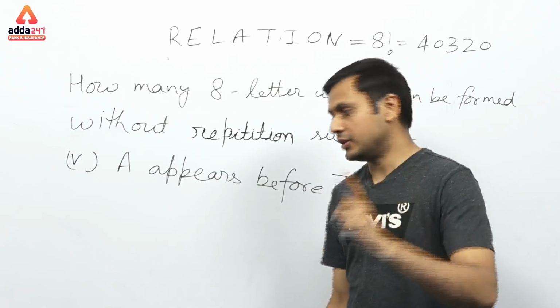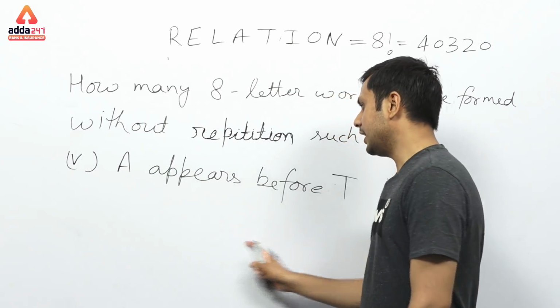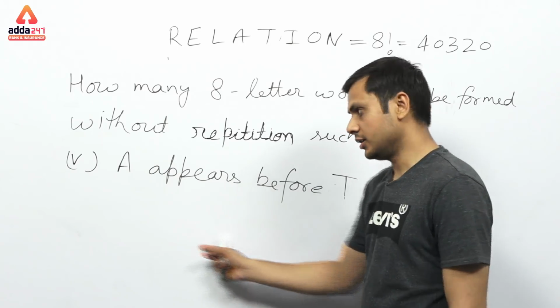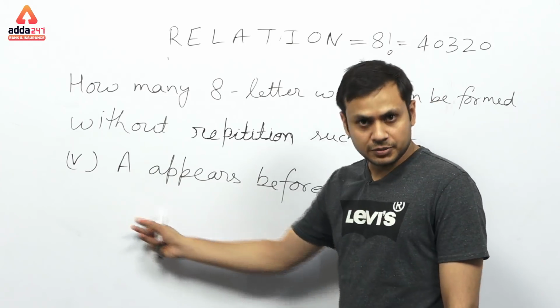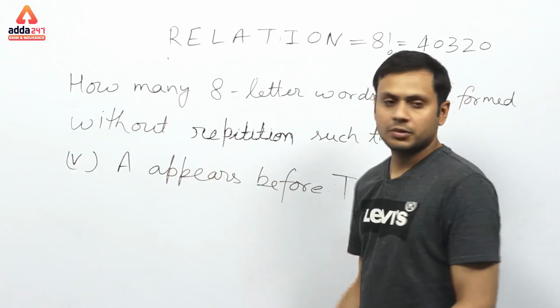That is, first one, when A and T are together. Second one, when there is exactly one letter between A and T. Third, when there are 2 letters between A and T. Then there are 3 letters between A and T, and so on, up to there are 6 letters between A and T. But we don't need to do that.